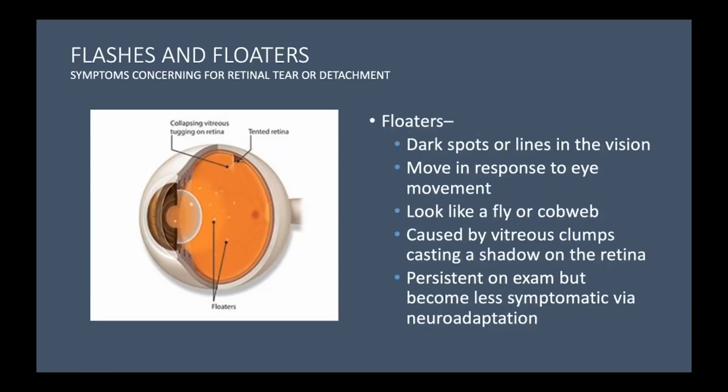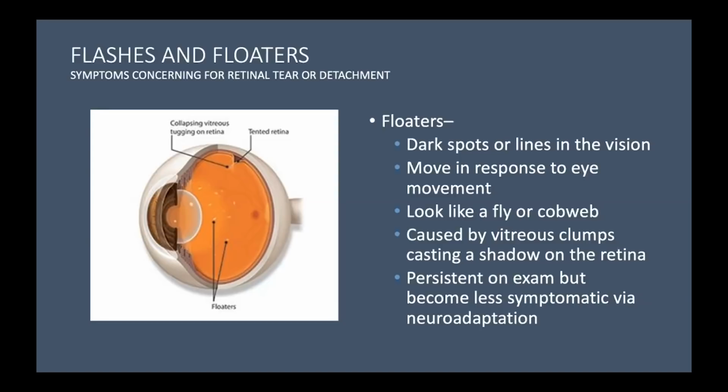The floaters are often described as dark spots or lines. Some people will describe seeing a cobweb, or some people even think they're seeing a fly and will swat at it, thinking it's really something in the room. The floaters usually move in response to eye movement. They float within the gel, and they are persistent on exam, but many patients through neuroadaptation will not be symptomatic after several months.